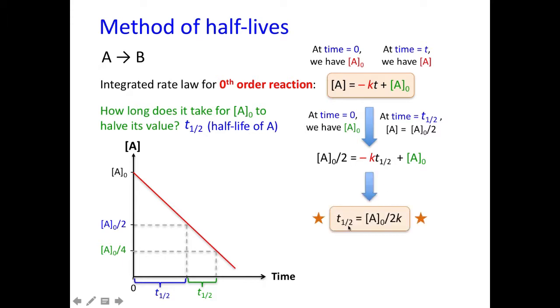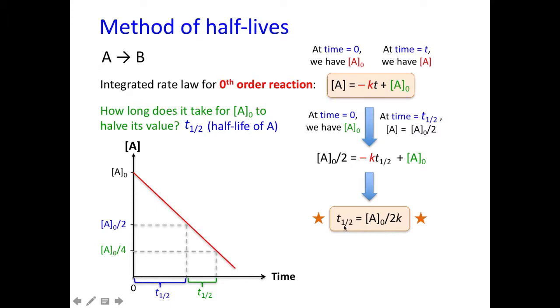And t half is shown here as the initial concentration of A divided by 2k, where k is the rate constant of this reaction. Now we can see here that t half is proportional to the initial concentration of A. So if you have here initial concentration of A equal to 1 molar, you would have 1 t half. If you have now a different initial concentration of A, let's say 0.5 molar, now the new t half would be half of the previous one.